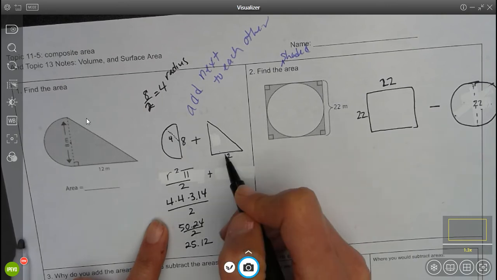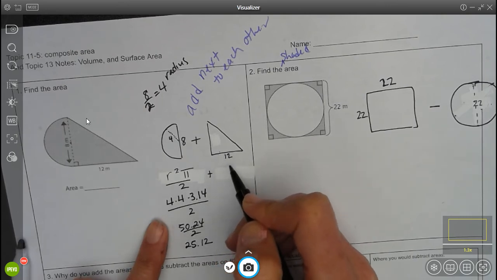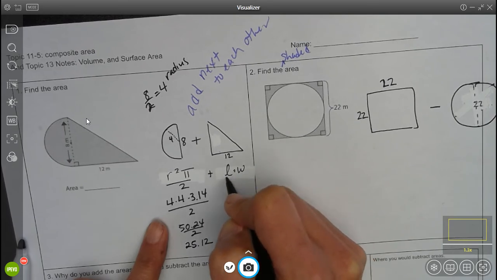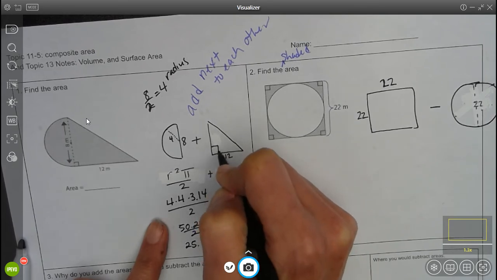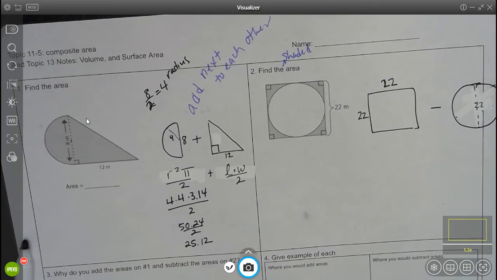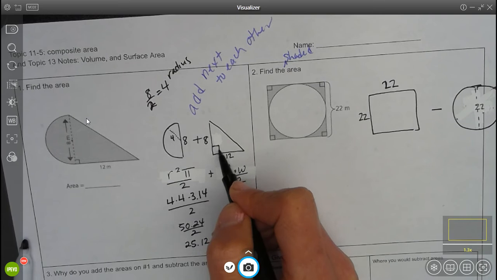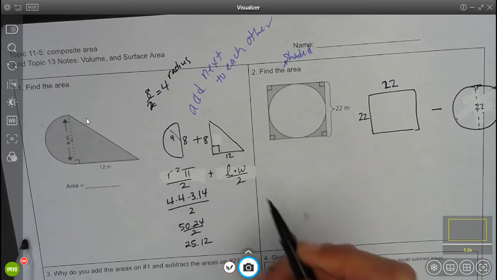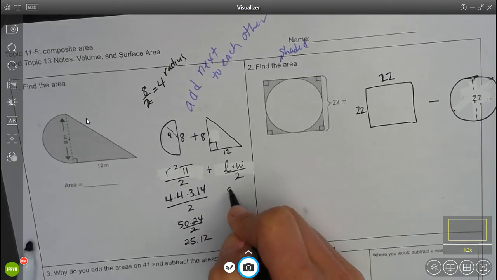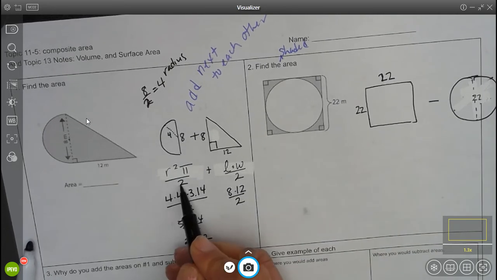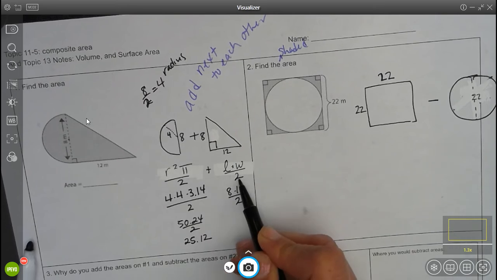This is a triangle. I need to look into the deep parts of my brain and remember the rule for a triangle is length times width divided by 2. Remember when you're finding the length and the width of a triangle, we need the two numbers to be perpendicular to each other. The little square reaches out and says, use me, use me. So what I'm going to do here is the 8 times 12, and this rule has a divide by 2 in it. This one I divided by 2 because it was a half circle. This one I divided by 2 because that's the rule for a triangle. Length times width divided by 2.